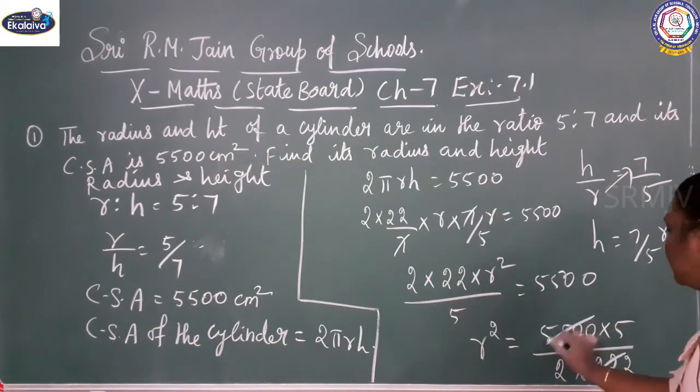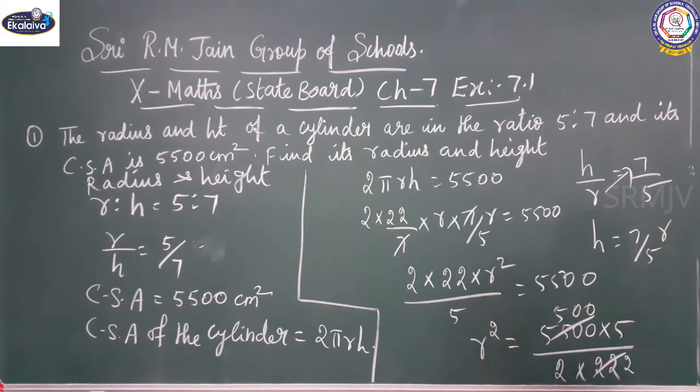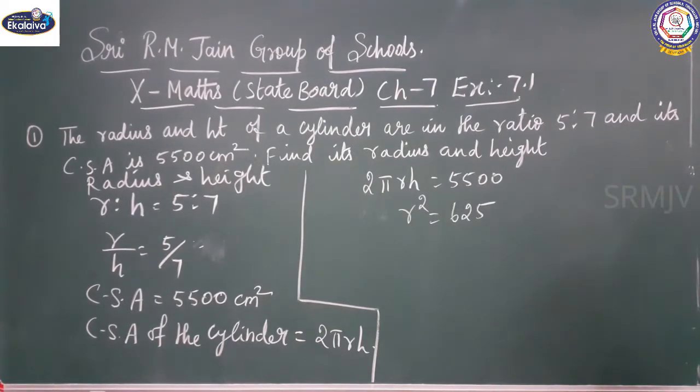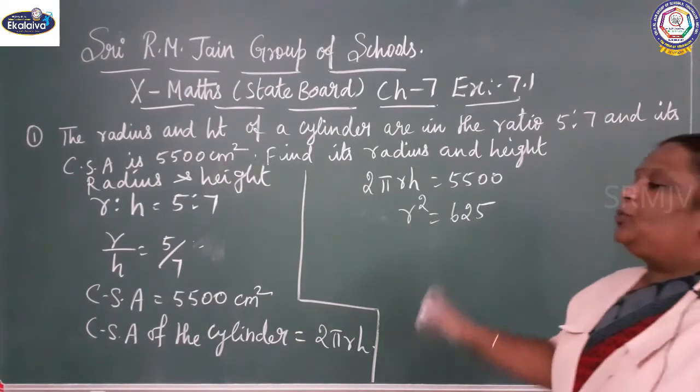R square equal to 5500 into 5 by 2 into 22. 2 times 500, 2 ones are 2. This is 250. Then 2 ones are 125. 125 into 5, the value is what? 625. R square equals 625.